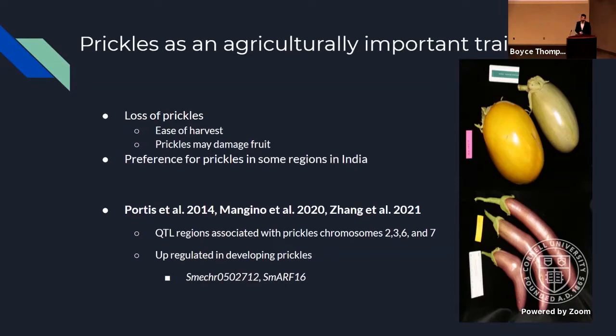And I wanted to briefly highlight some studies around prickle development in eggplant. They found some QTL regions on chromosomes 2, 3, 6, and 7 that were of interest, and a transcriptomic study in developing prickles found some potential candidate genes. The first having a homolog in Arabidopsis for trichome development, and the second, something similar as well, was an auxin response factor. And these are just potential candidates. Hopefully, part of this project is to see if we could find some more.